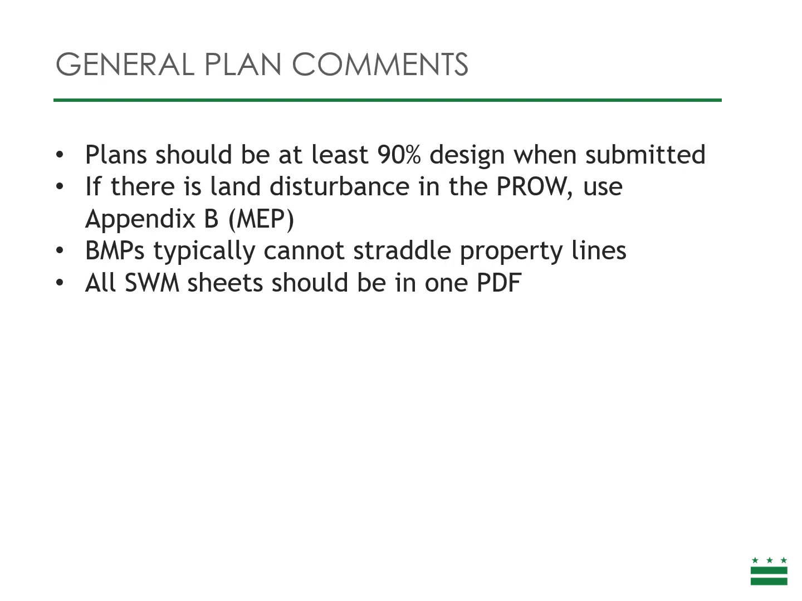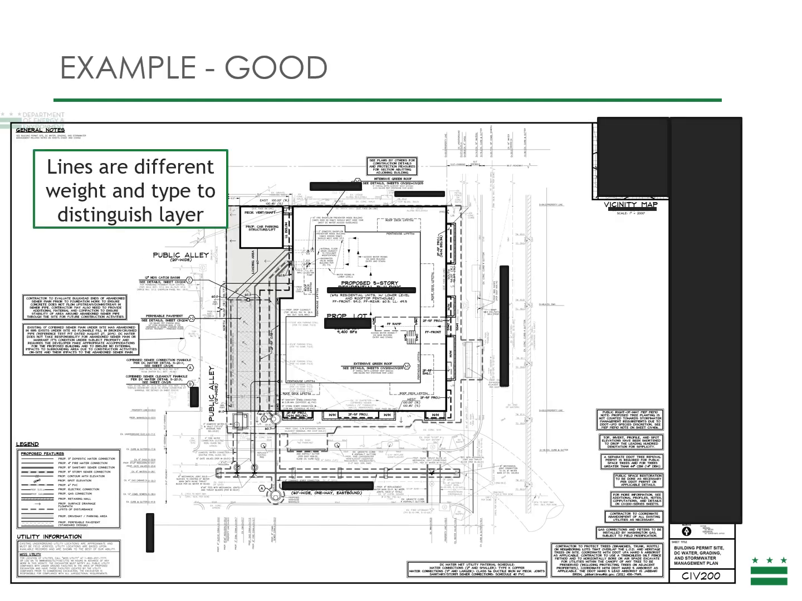Here are some common general plan comments plan reviewers have provided in the past. Plans submitted should be at least 90% design, unless it is an MEP project in the public right-of-way. If there is land disturbance in the public right-of-way that is not exempt, it must use the MEP process as shown in Appendix B of the guidebook. BMPs typically cannot straddle property lines, for example, over public and private property. And then all stormwater sheets should be in one PDF set.